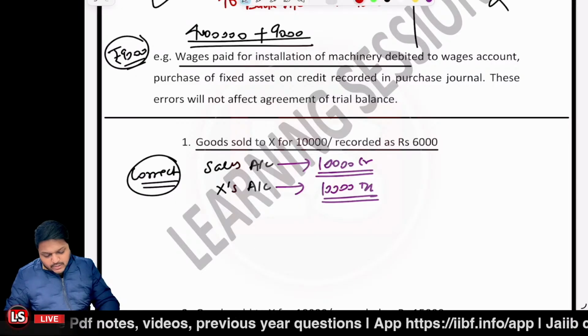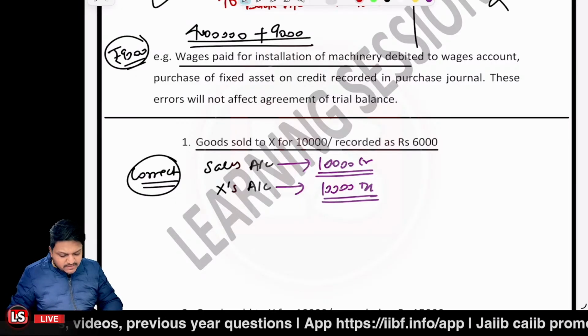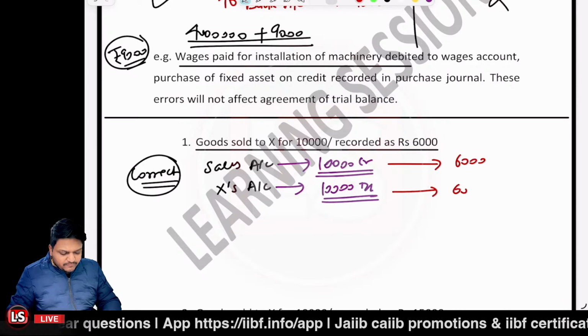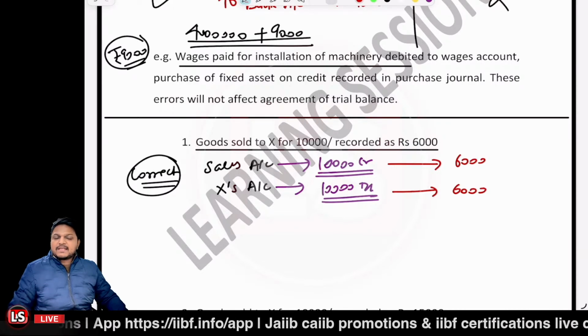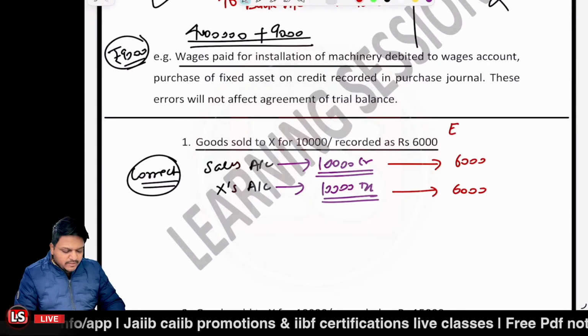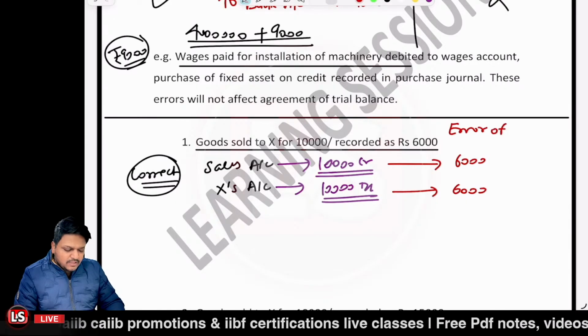But wrongly what was done? It was recorded as rupees 6,000. You recorded it as rupees 6,000. So what error is it? First of all, it is an error of commission. Let me write it over here. It is an error of commission.